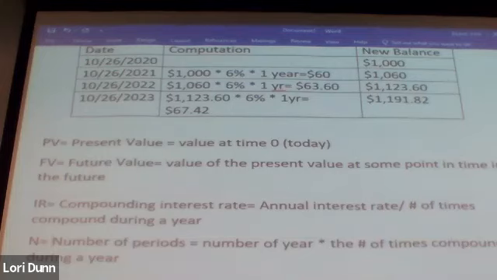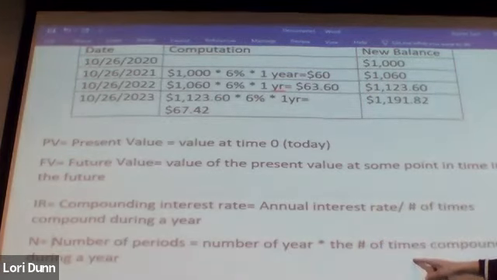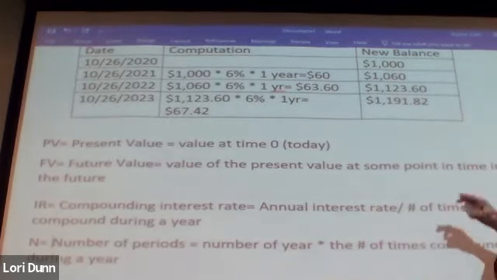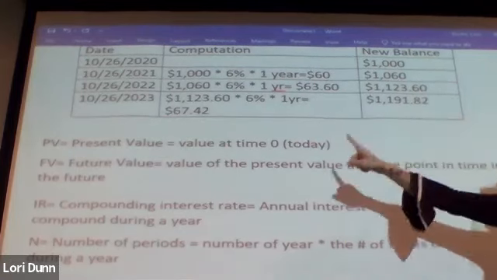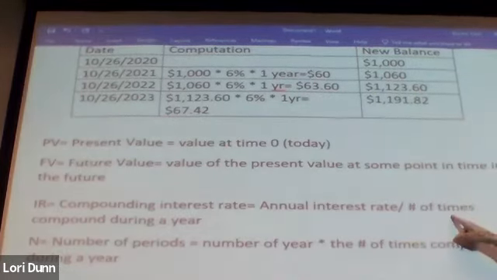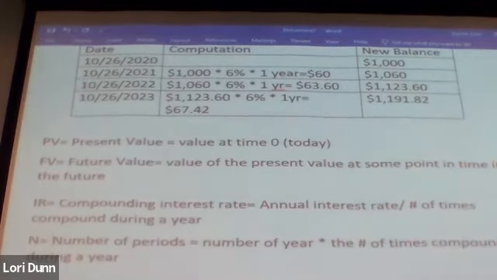So in our example, the number of compounding periods was 3 years times once a year, because it compounds annually, or 3. And the interest rate was 6% divided by 1 because it compounds once a year, 6%.